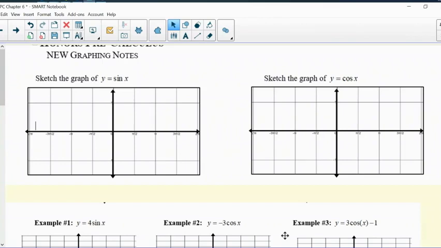Graphing the sine and cosine function. I know that we did this last year, and some of you might remember it, some of you may not, and that's okay. But both sine and cosine are periodic. They repeat their image every trip around the unit circle.